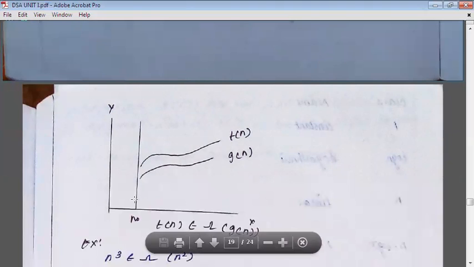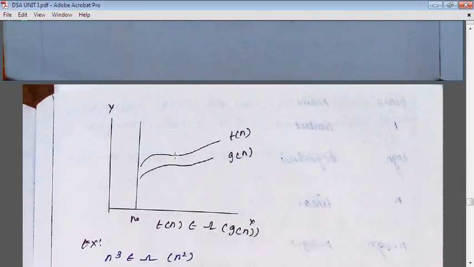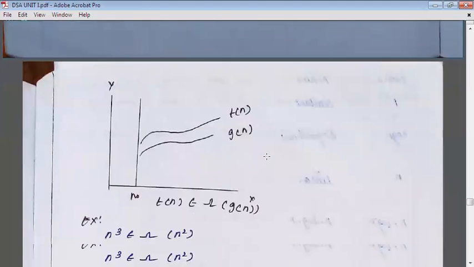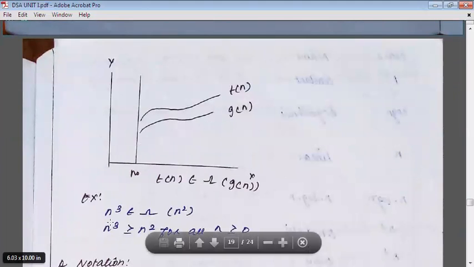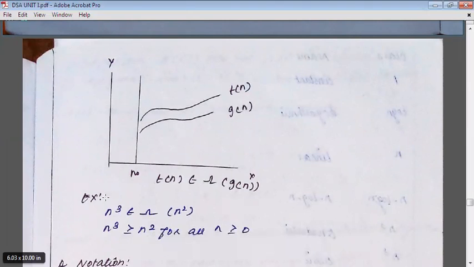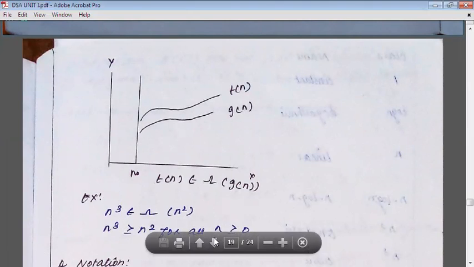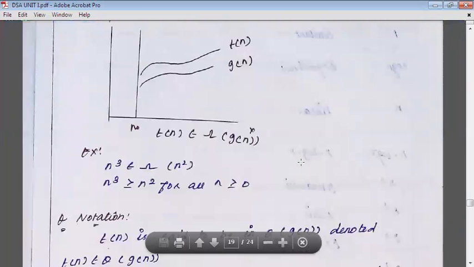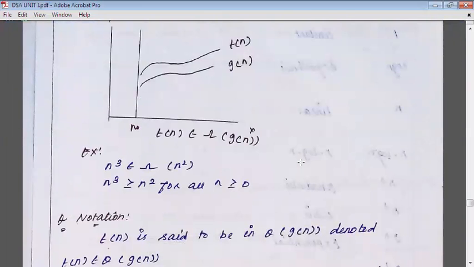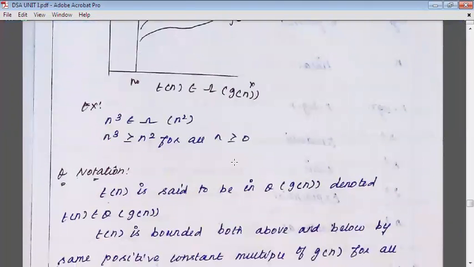Here g of n is there, and we give T of n. T of n is larger than c times g of n, either greater than or equal to g of n. For example, n cubed is greater than or equal to n squared for n greater than or equal to 0. n squared is always less than n cubed, so n cubed is greater than n squared. Fine.